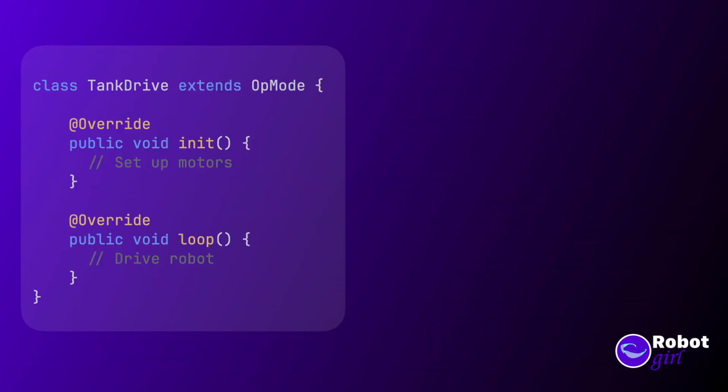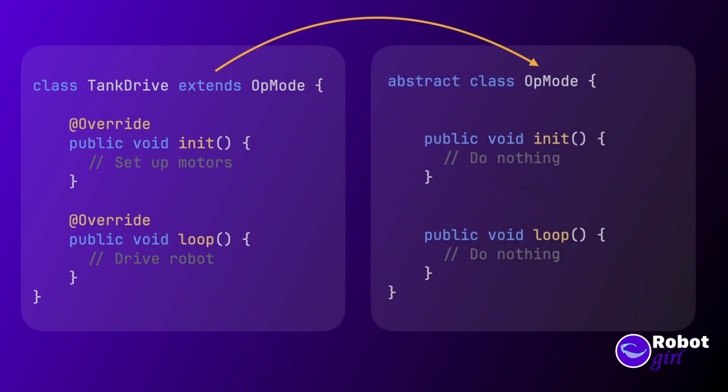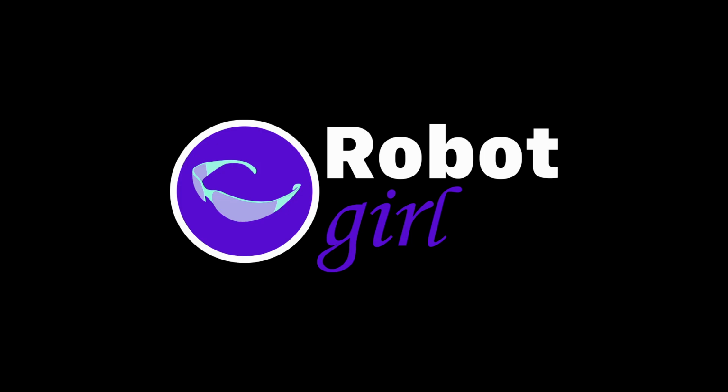And now we can finally explain why we have those @Override annotations on the init and loop methods. The class we're overriding, also called the superclass, OpMode, has these methods already, but they don't do anything. Sort of like Pet's play didn't do anything. It's up to you to extend the OpMode class and add actual code to make the robot do something.